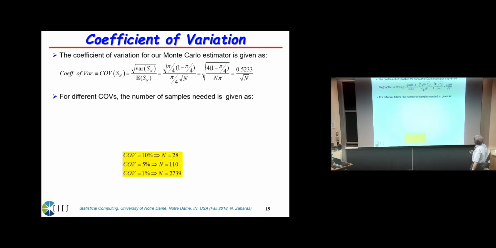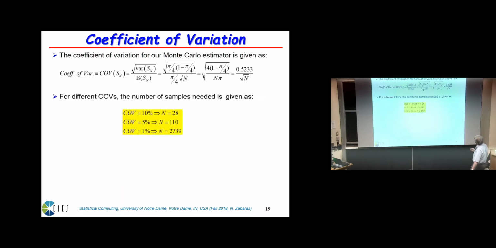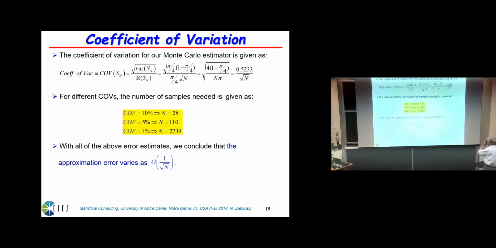So let's see the following. If you want your coefficient of variation to be 10%, the number of samples you need is 28. If you want the coefficient of variation to be half of that, 5%, the number of samples you need is 110. If you want to go down to 1%, you need more than 2,500 samples. Very trivial problem, but you can reverse these error calculations and say, if the coefficient of variation that I can tolerate is 1%, this is how many samples you will need to take in your problem. And you notice this keeps increasing significantly as you reduce the coefficient of variation.